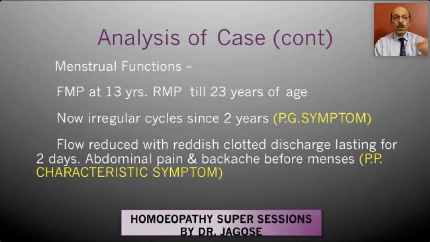Menstrual function, as I told you, irregular cycle since 2 years is a physical general symptom, but abdominal pain and backache before menses, flow reduced, becomes a physical particular characteristic symptom. So therefore, in the symptom, again, you have to dissect it out in order to put it into different groups. So please remember that you have to dissect it out. You just can't put the full symptom into a physical general symptom.